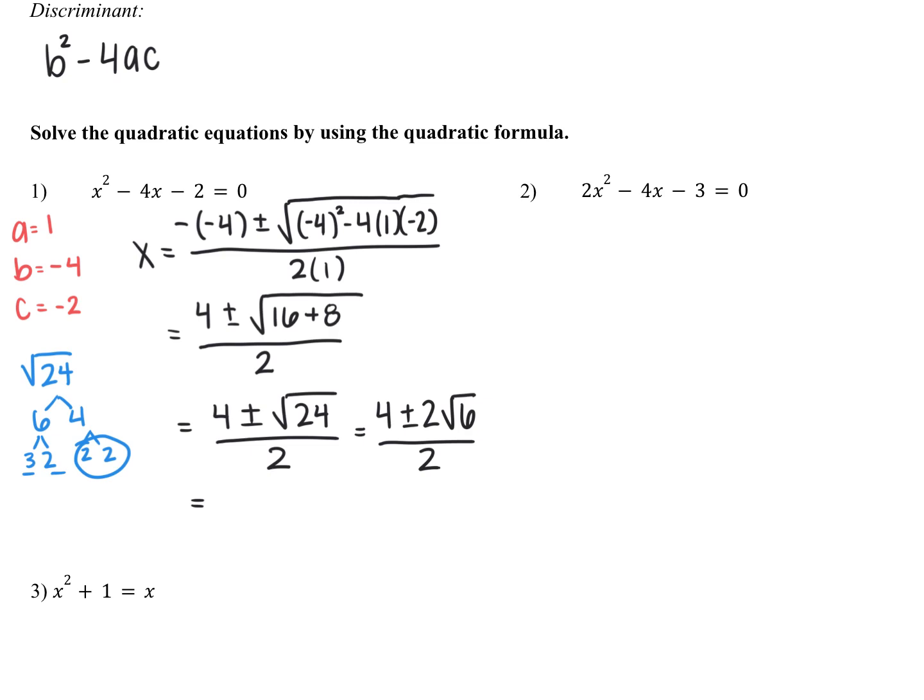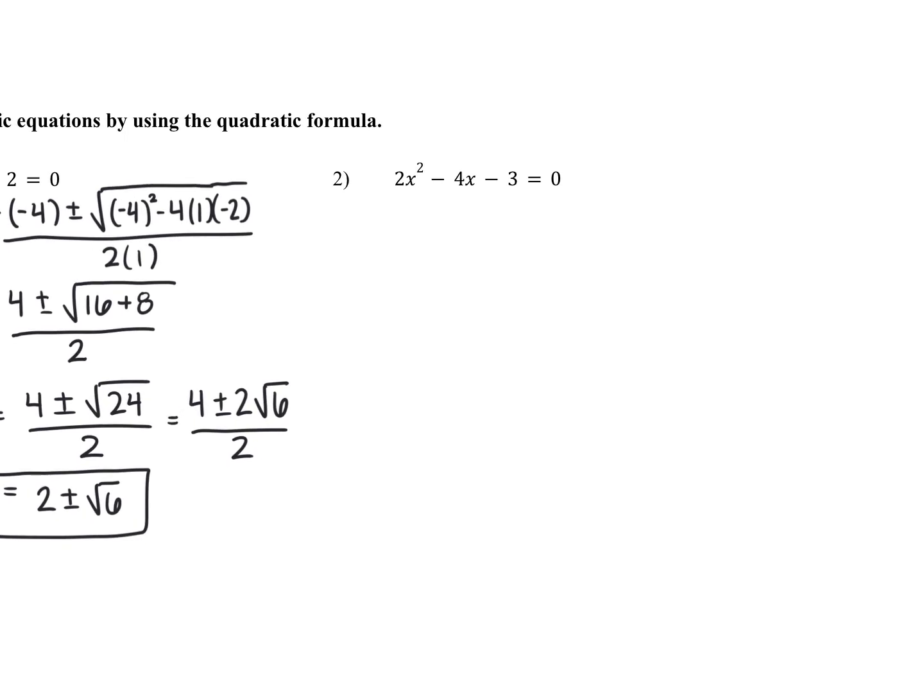Now that I've simplified the square root, I look at all of my numbers and I see if they can simplify. So that's the 4, the 2, and the 2, which are all divisible by 2. So I end up with 2 plus or minus the square root of 6. I cannot simplify the number underneath the square root with the 2 because it's underneath the radical. So my final answer is that x equals 2 plus the square root of 6, and x equals 2 minus the square root of 6.